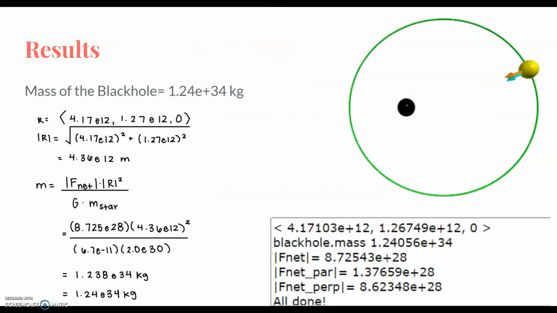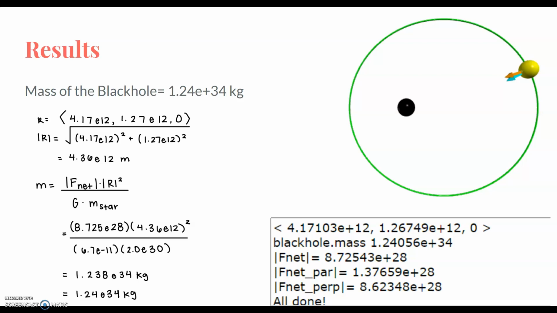The result given to us was the mass of the black hole is equal to 1.24 times 10 to the 34th kilograms. And as you can see below, this is one example of the calculation that GlowScript would have done. At the given position of 4.17 times 10 to the 12th in the x direction and 1.27 times 10 to the 12th in the y direction, and this is the position of the star, and the black hole is at the origin, which is the 0 vector, the magnitude of this distance between the two objects would be equal to 4.36 times 10 to the 12 meters.